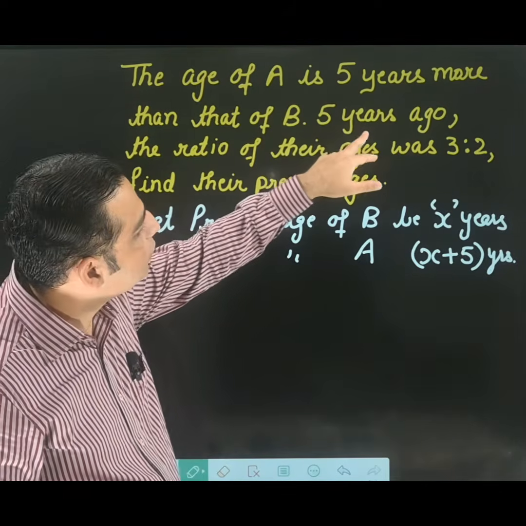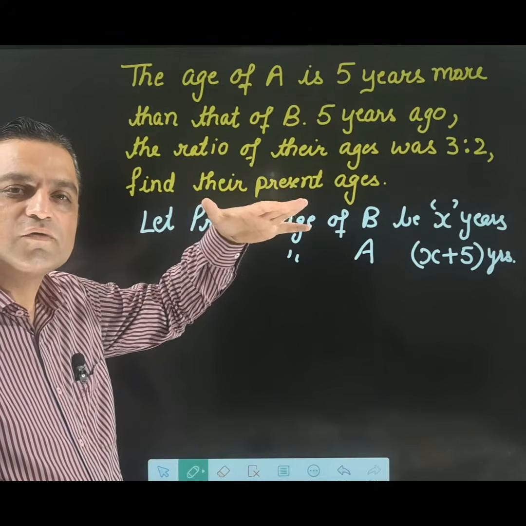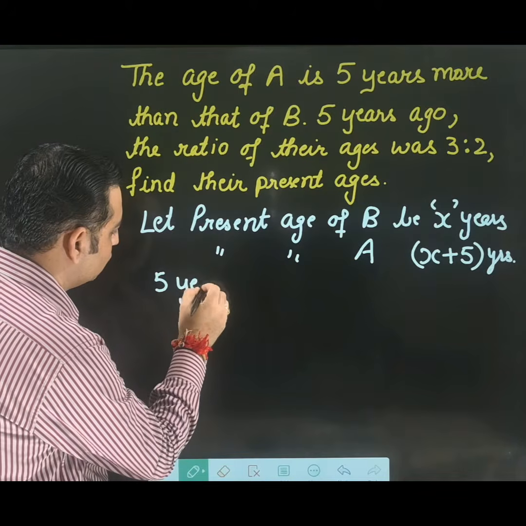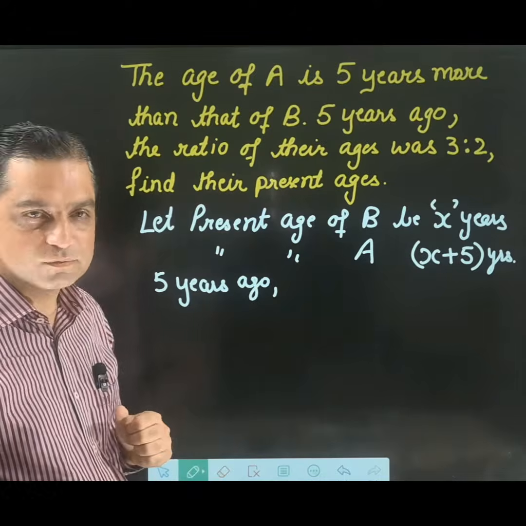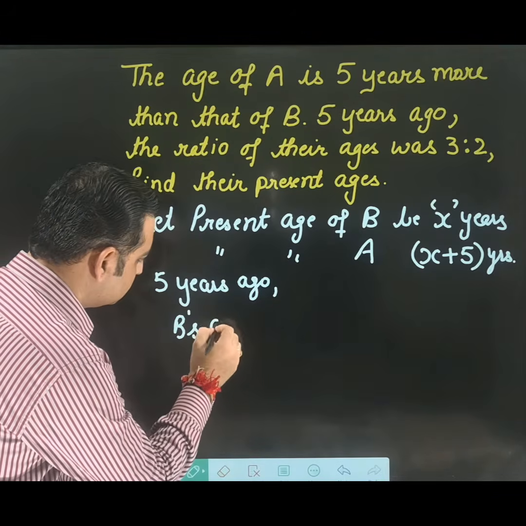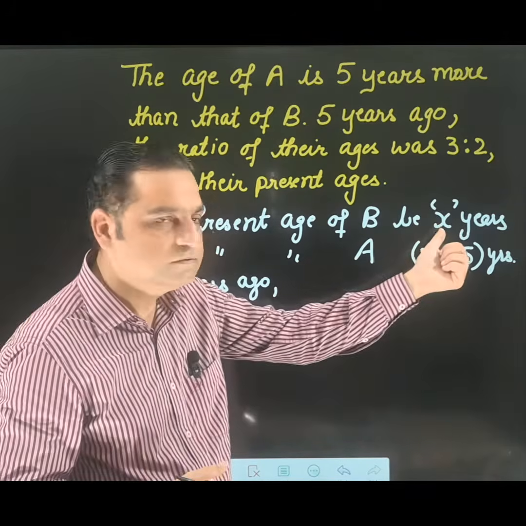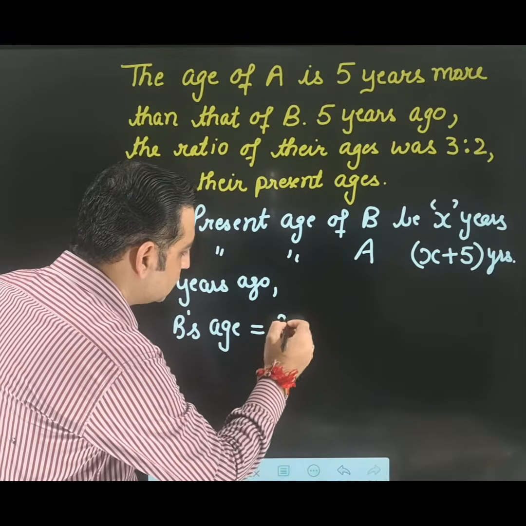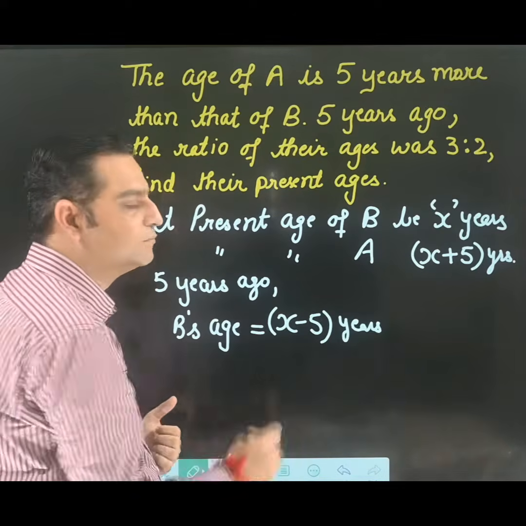Then it is told 5 years ago. That means 5 years before today. Let me write 5 years ago. First of all, let us analyze what will happen 5 years ago. B's age. What will be the age of B 5 years ago? If today B is x years old, 5 years ago his age will be x minus 5. Obviously 5 years lesser than today.